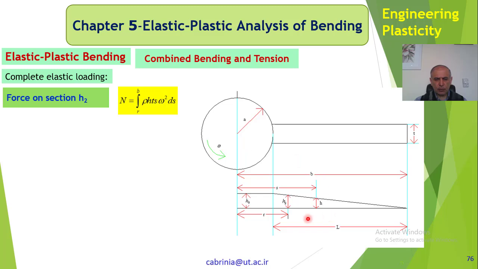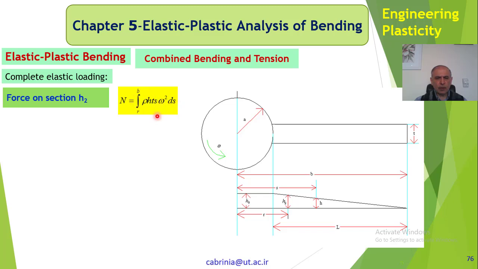Now, force on section H2. Because the sections are changing, we take an arbitrary section H2, which is situated from the center of the disc up to here somewhere, and this distance is R. So we are saying that the normal force is rho H T S omega squared dS.